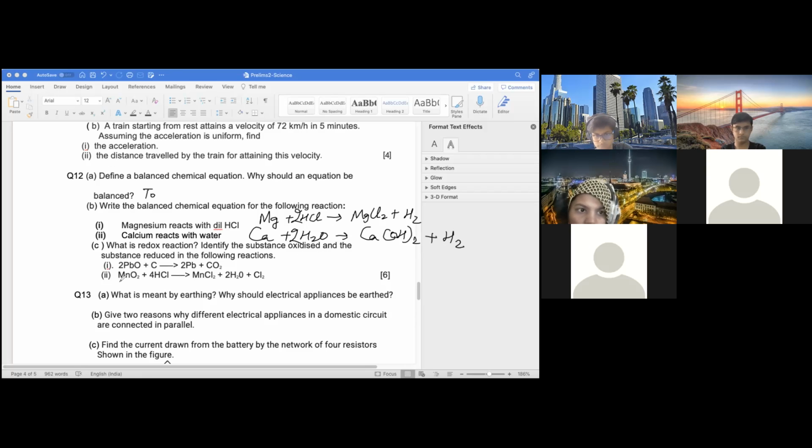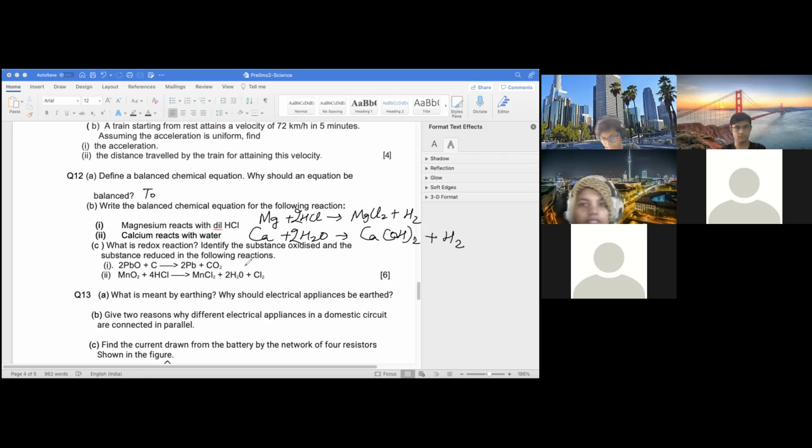Okay, what is a redox reaction? Redox reaction is a reaction in which one reactant is oxidized and the other reactant is reduced. So it is called a redox reaction, or reduction oxidation reaction.